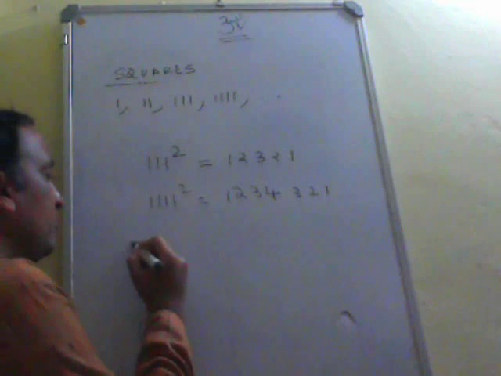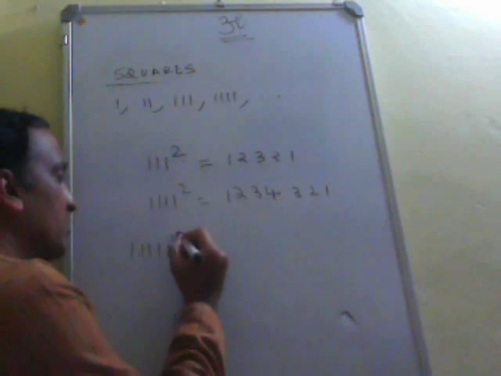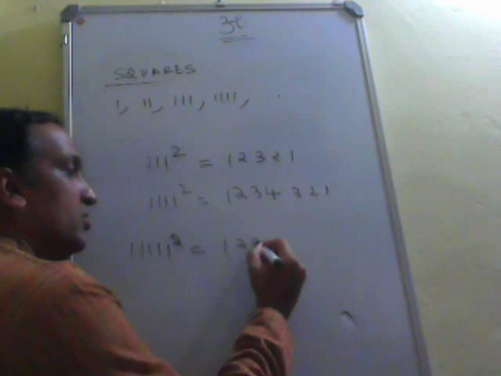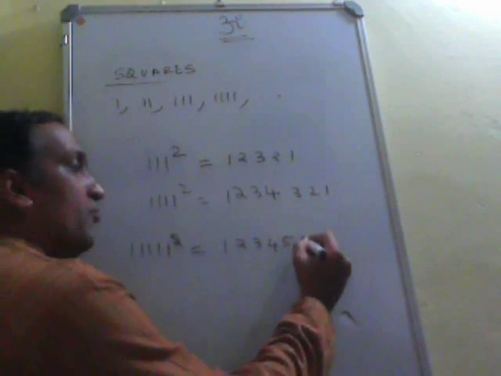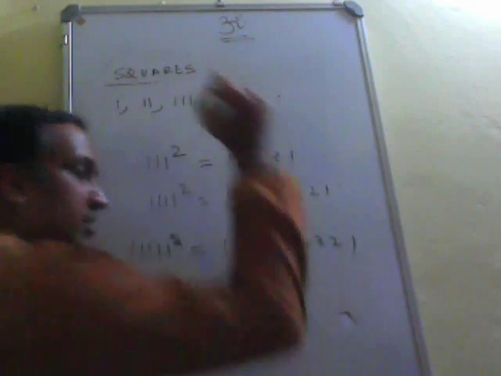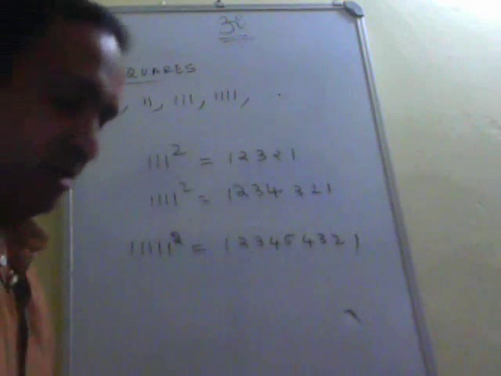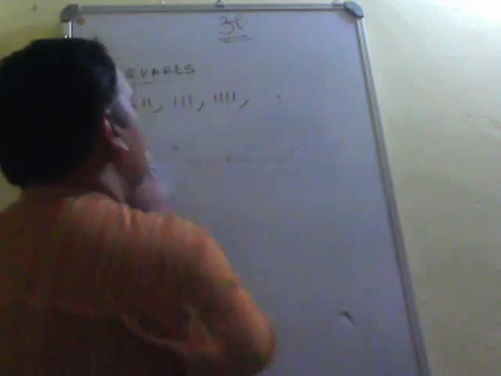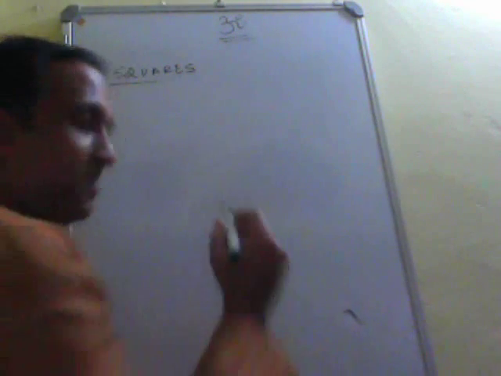Similarly, what about 11111 square? There are 5 ones. So 1, 2, 3, 4, 5, 4, 3, 2, 1. That's all. This is about squares of numbers made of ones. But for other numbers, there are other methods.